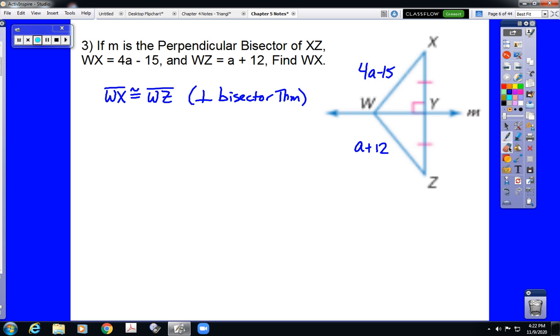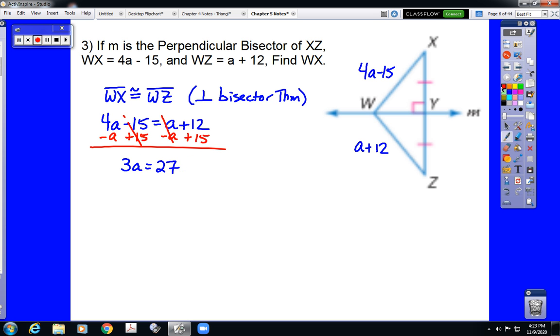It's a little bit sloppy, so let me clean that up real quick. There we go. Which means that WX is equal to WZ, meaning that 4A minus 15 has to equal A plus 12. We solve that equation for A, so we subtract A from each side and add 15 to each side, which would move the A to the left and the number to the right. That would give us 3A equals 27, and then we would divide each side by 3, which would give us that A is 9.